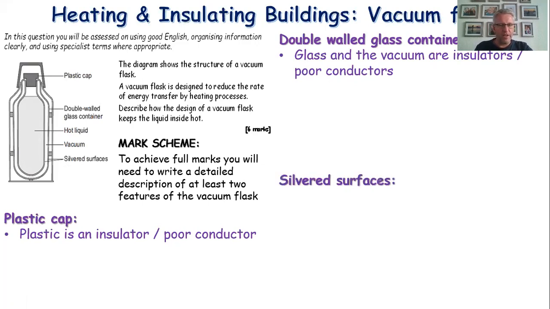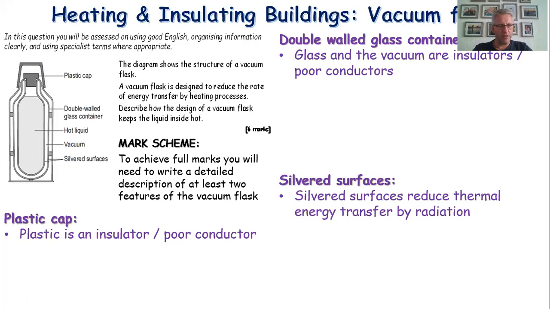The last feature is silvered surfaces. So you have silvered surfaces on the insides and outsides of that glass container. And if you look inside a thermos flask of some sort, you will see that they do look silvery. And the reason is silvered surfaces reduce thermal energy transfer by radiation. So 3 basic statements. If you've just identified those 3, you'll get 3 marks.